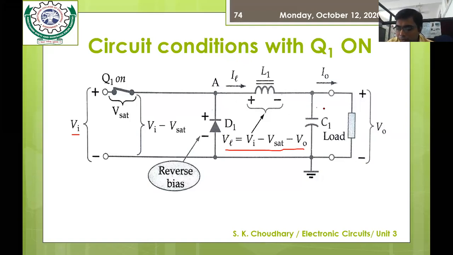The output voltage is held at a constant value because of the large capacitor across the output terminal. So the current through the inductor L increases linearly. Because of this constant output voltage, the inductor current starts to increase linearly. This is the first mode of operation, when Q1 is on.